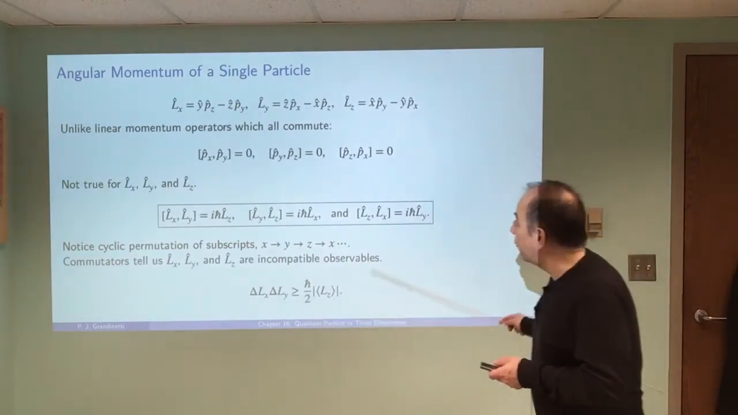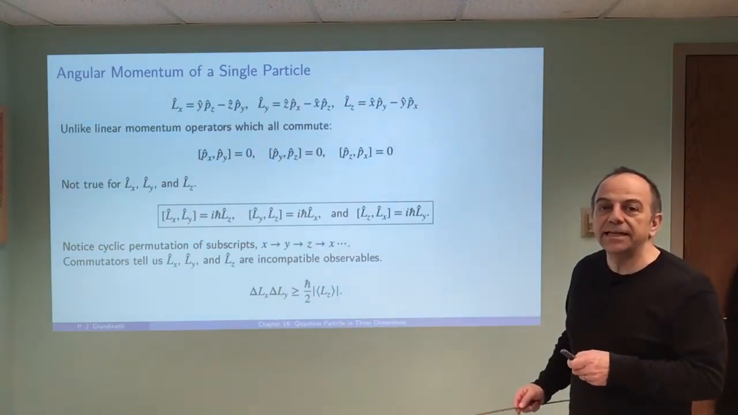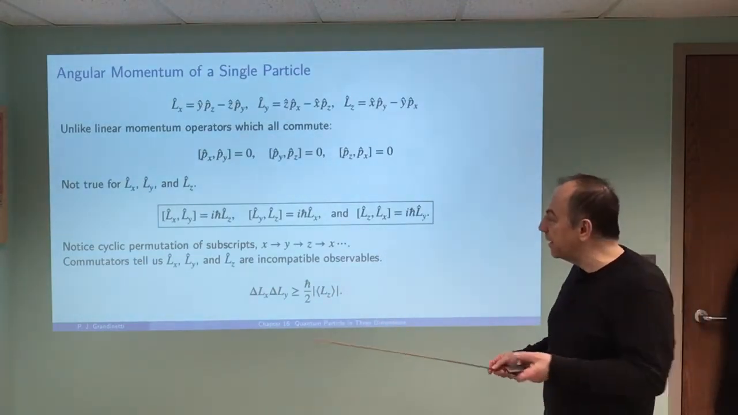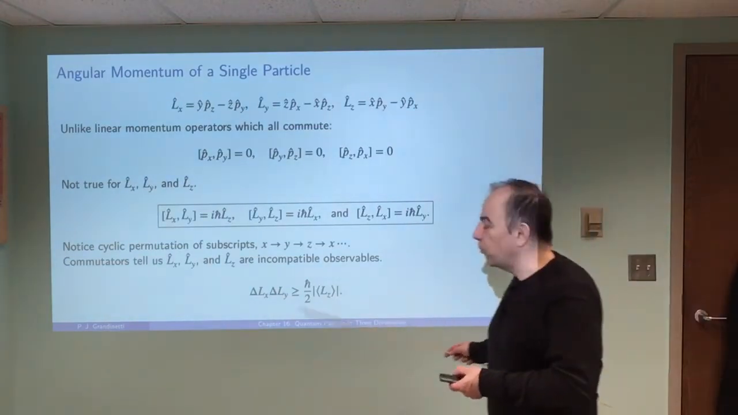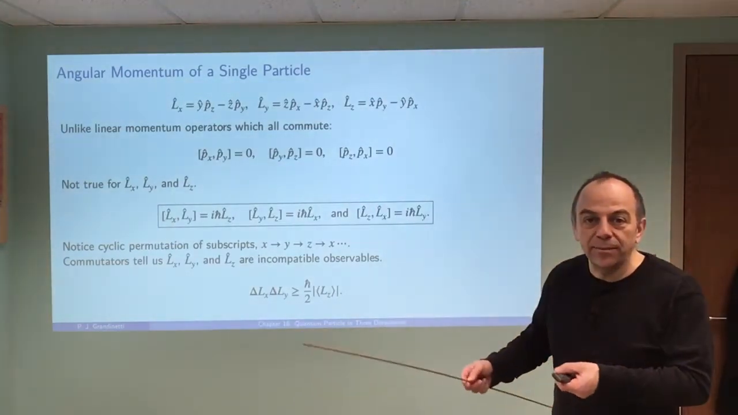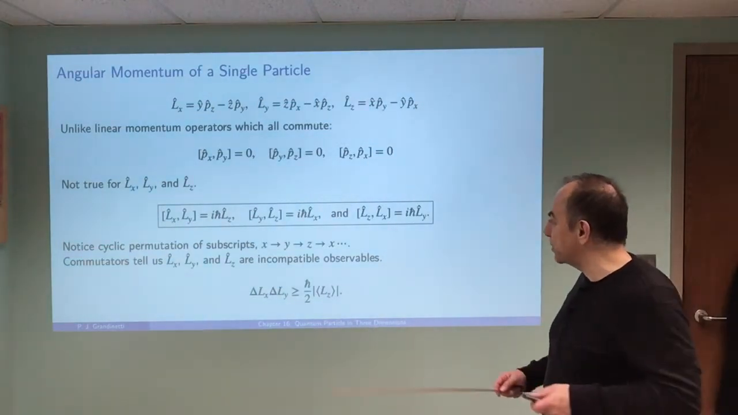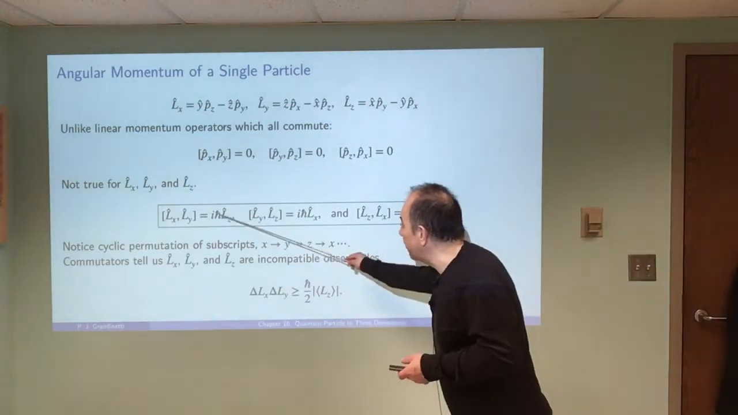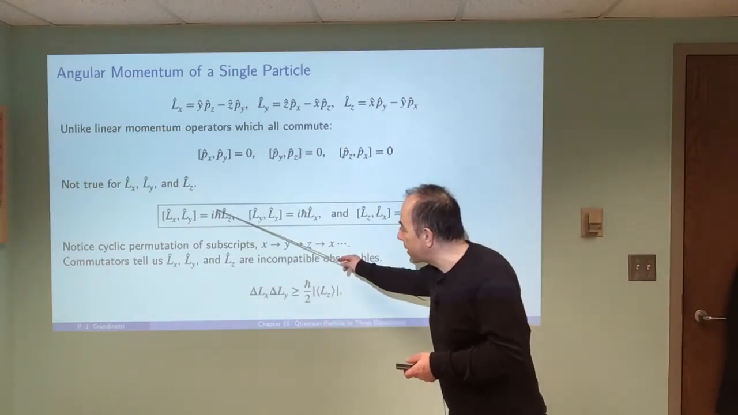One thing that we know from commutators for operators that do not commute is that there is an underlying uncertainty principle associated with those operators. So we knew that x and p don't commute, and there was the uncertainty principle, which is Heisenberg's uncertainty principle. Well, here from these commutators, we can get this uncertainty.